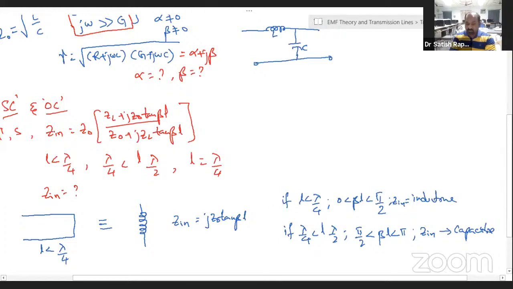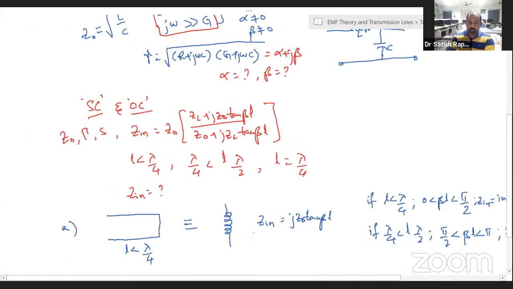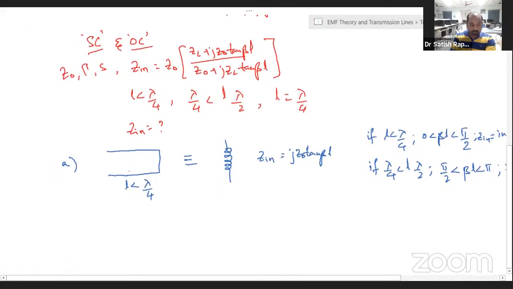If L is less than lambda by 4, beta L is in between 0 and pi by 2, and the input impedance is inductive, right? So previously from the graphs I have explained, if the length of the transmission line is in between lambda by 4 and lambda by 2, then beta L is in between 90 and 180 degrees, and the input impedance is capacitive, right?